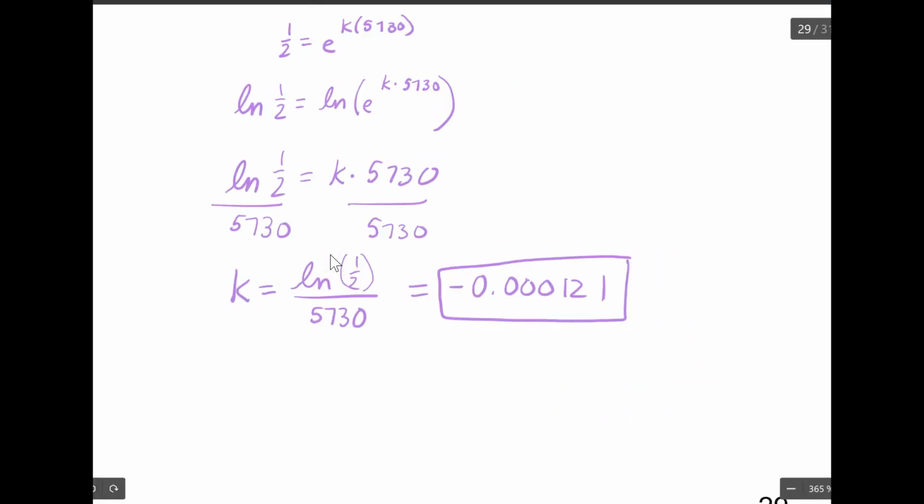What would this be in a percent? It would be negative 0.01%. That's what it would be as a percent. So that's very, very slow. That's a small percent, but that makes sense because it takes 5,000 years just to lose half of what we started with. But carbon-14 is actually pretty fast as far as dating goes.